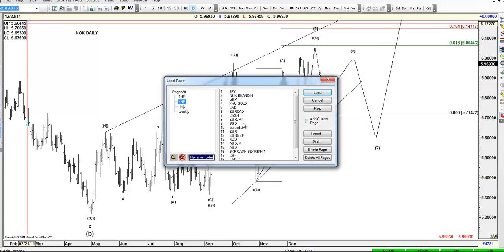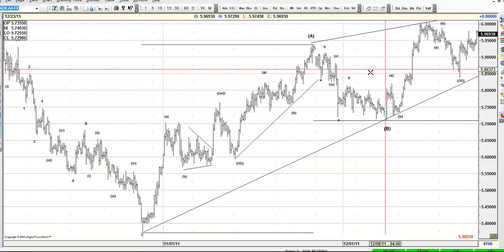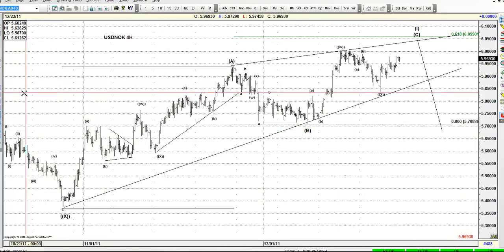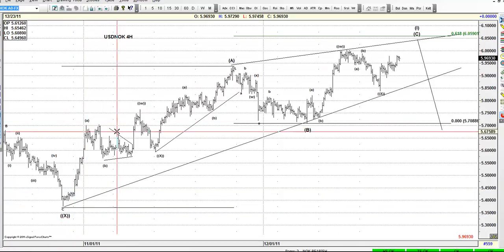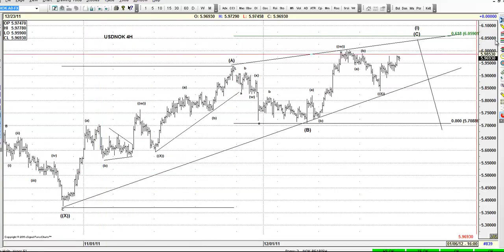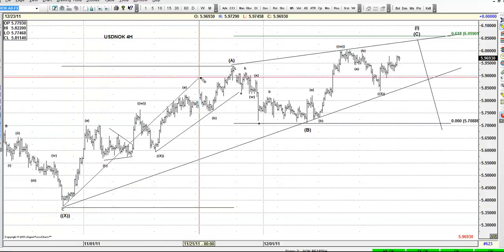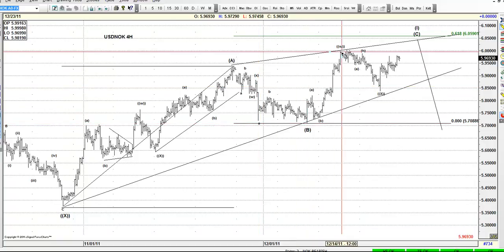If we take a look at the Norwegian in this 4-hour chart, this is what we got. We see that from the low that we are identifying as either S or 4, what we got is A, B, C, W, S, A, B, C. So this is corrective in nature. Because this is corrective in nature, we have 3 backs, and then we have A, B, C, W.